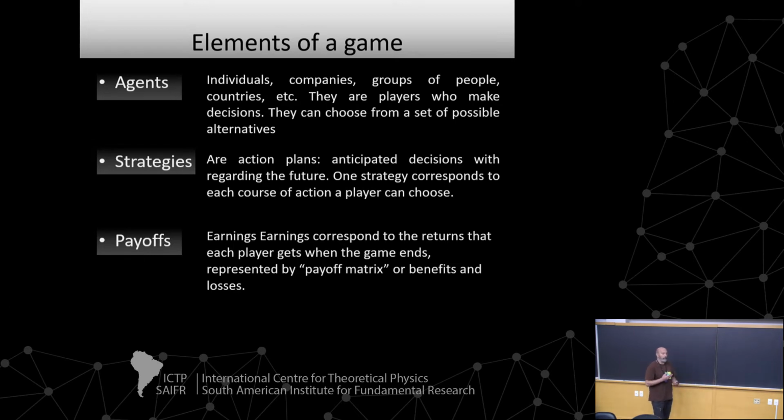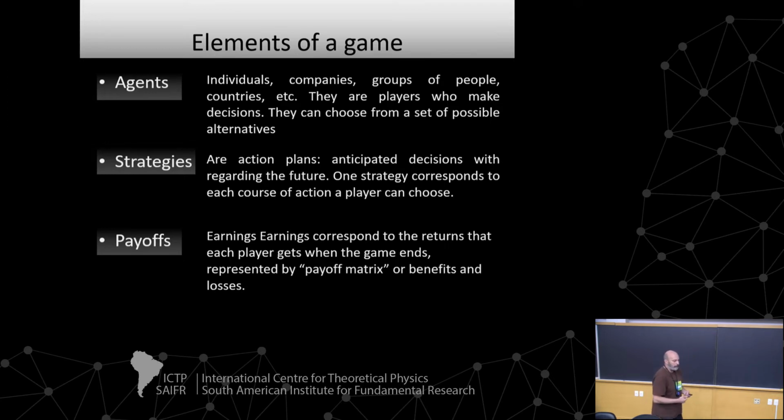So we have the players, we have the strategies, and the other thing that is important to game theory is the payoff. The payoff are the earnings that correspond to the returns that each player gets when the game ends. So I am playing with another player. I choose one strategy, the other player chooses another strategy, and depending on our choices, each of us gets a different payoff, a different earning, but it can be something that I lose. It can be a loss also. Earning is the payoff, what I get from the interaction with another player.